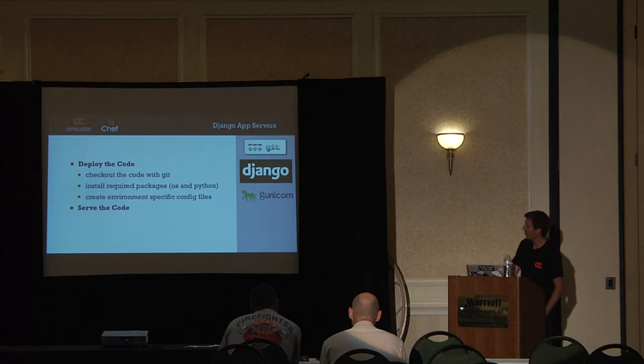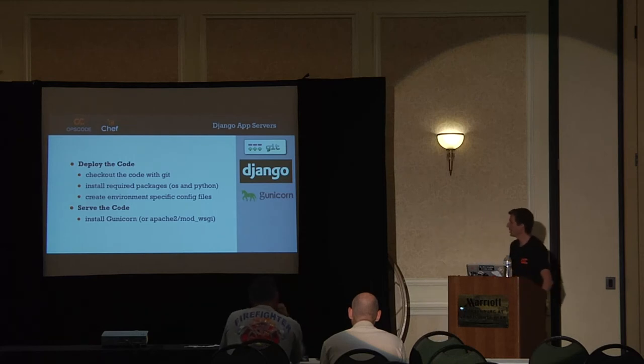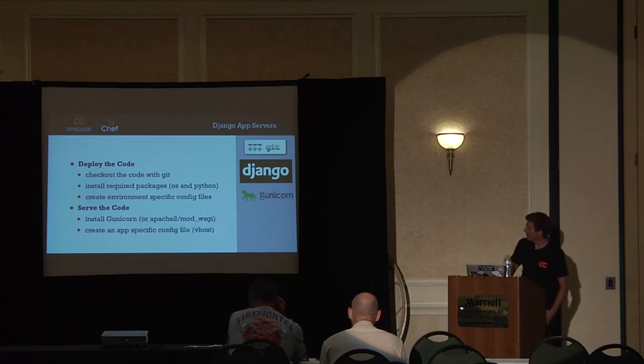After you've deployed your code and gotten it on the system, we have to put something on there to serve it up. In our particular case, we're going to install Gunicorn. You could also do something like Apache 2 with mod_wsgi, but that's the actual thing that's going to serve up the code. And then we're going to create an application-specific config file, or if it's Apache, like a vhost, basically.